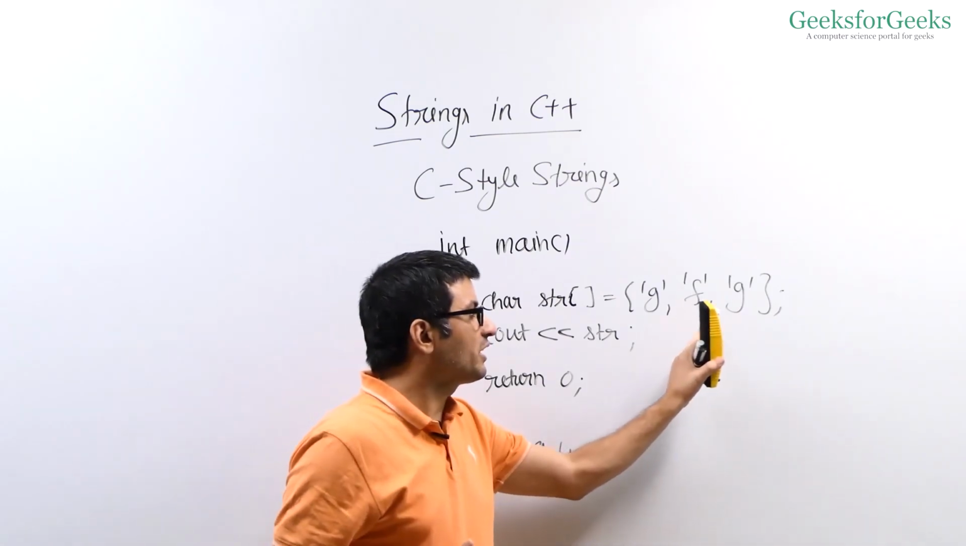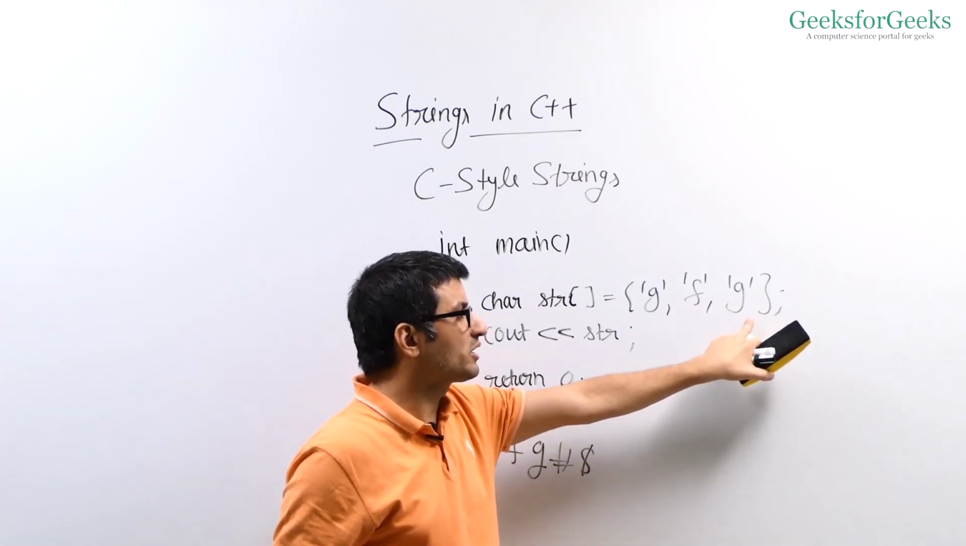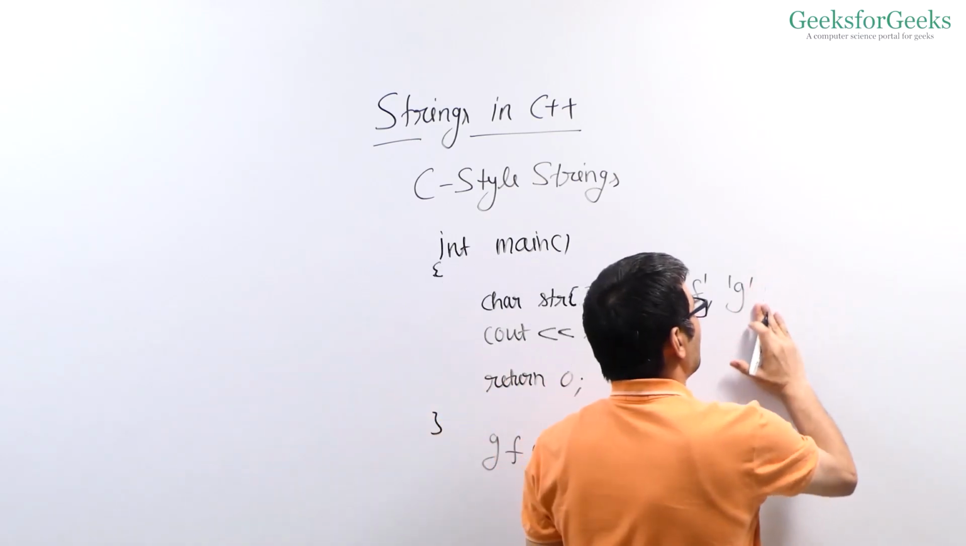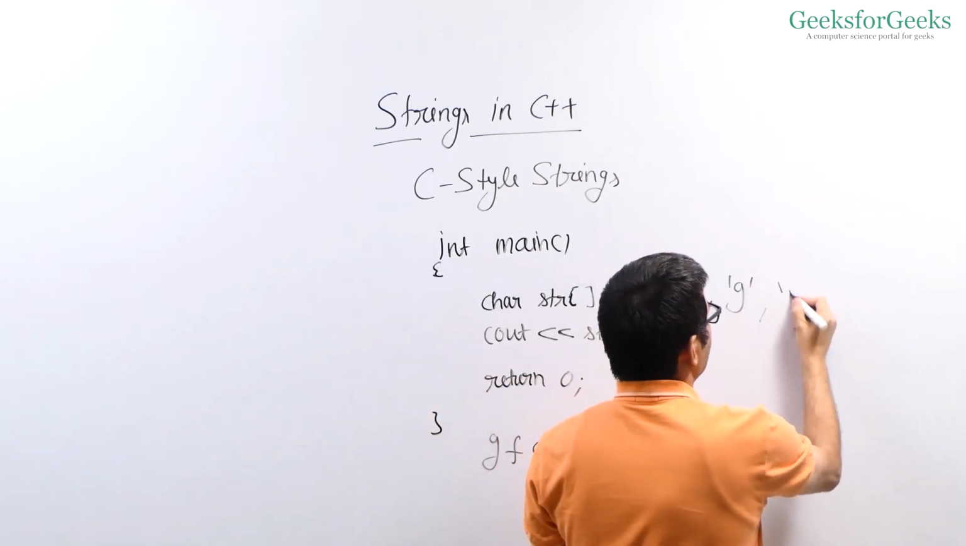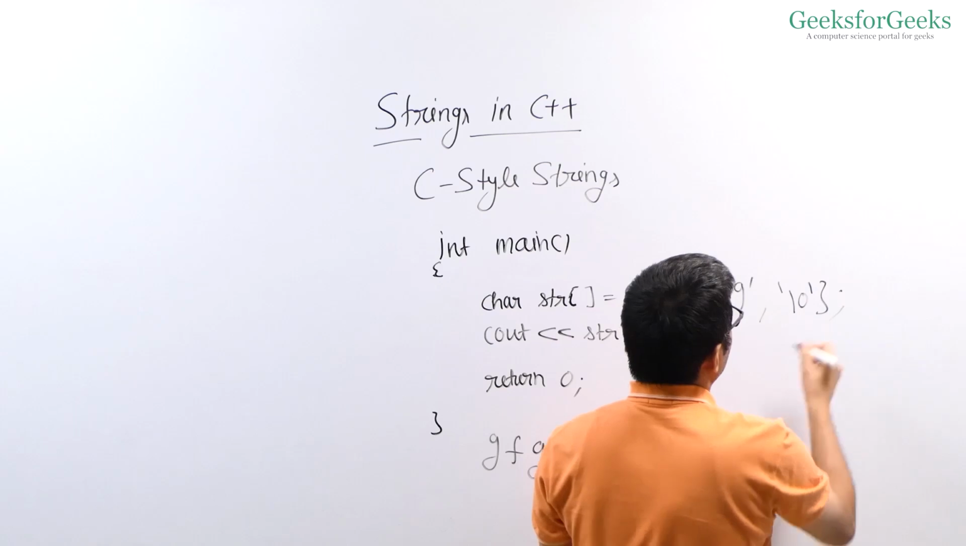So if I'm using a character array with single quotes, I must put a \0 at the end if my plan is to use it as a string.